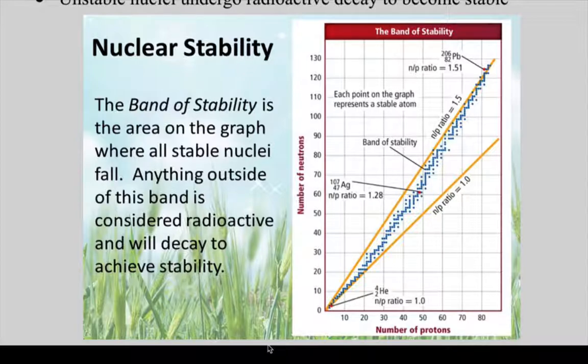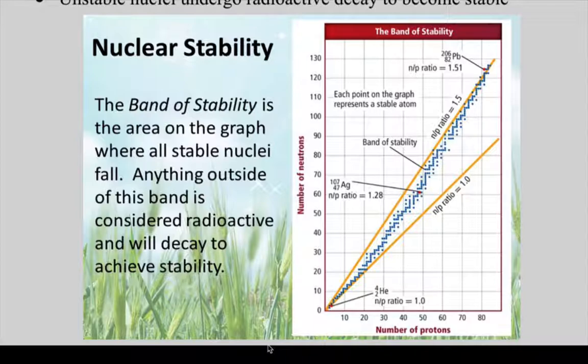So then guys, on the left-hand side, on the y-axis, what do we have there? Numbers of neutrons. Now understand that is not the atomic mass. The atomic mass is the number in red, but that's protons and neutrons. Guys, this is actually just the number of neutrons. So let's take a look. You'll notice that the increments are equal.